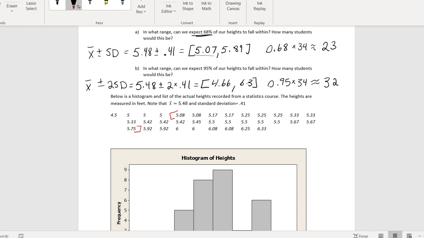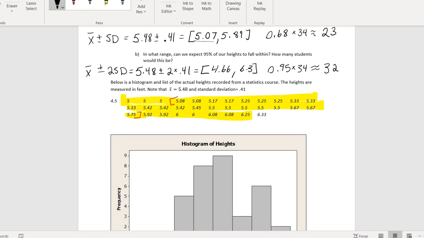Okay, as well, if I look at the 95% interval, that also would include the person that's 4.5 feet tall, but it would include everybody up until, let's see, we're going to 6.3, so all the way up until here. This person at 6.33 barely wouldn't make it.